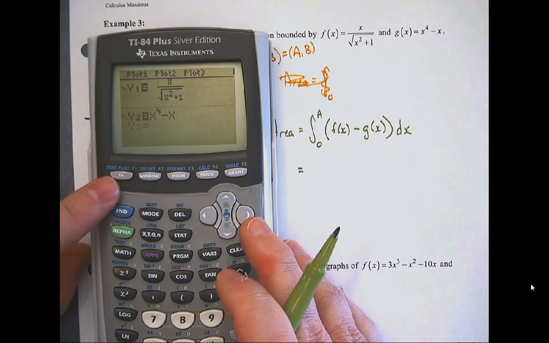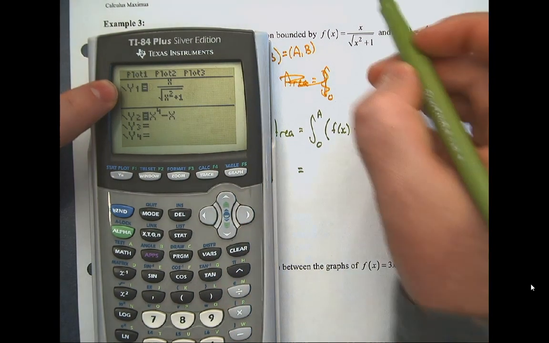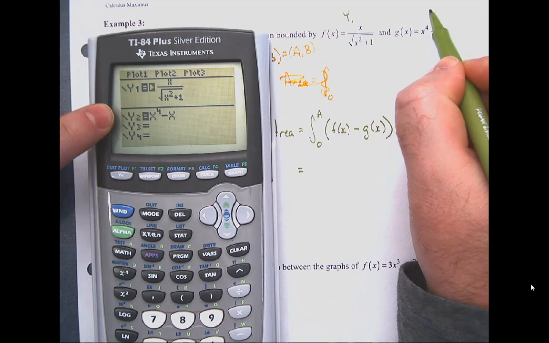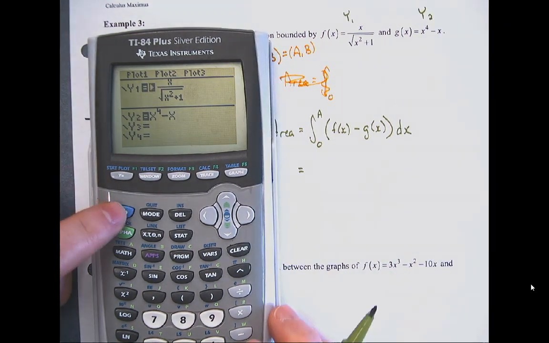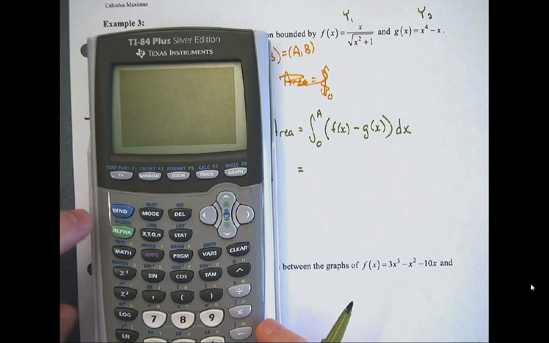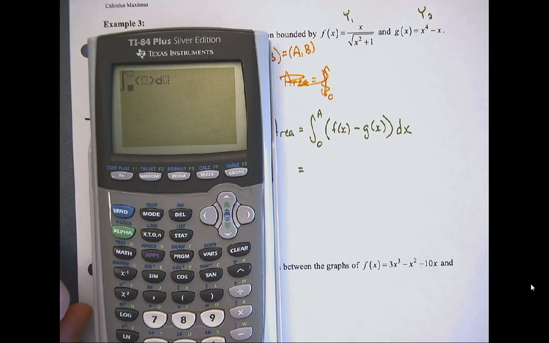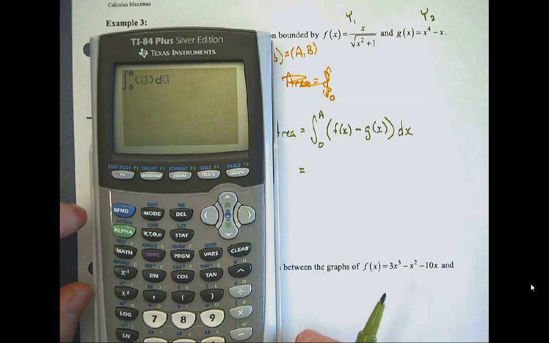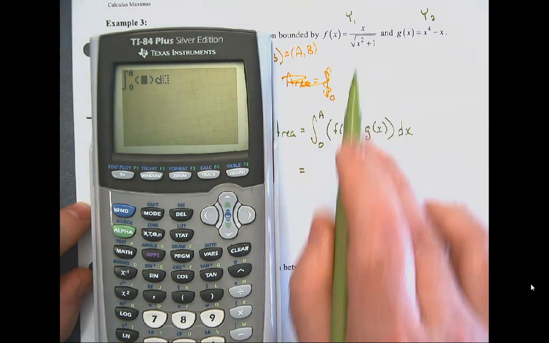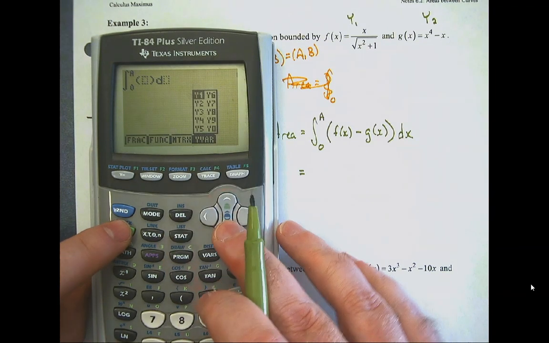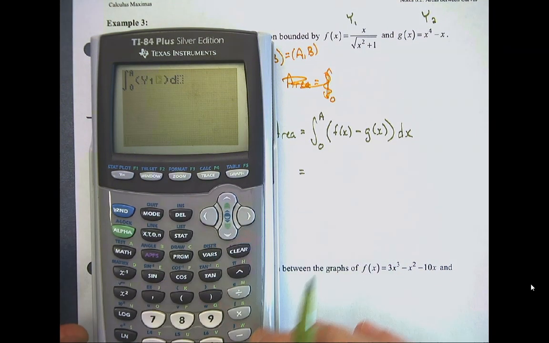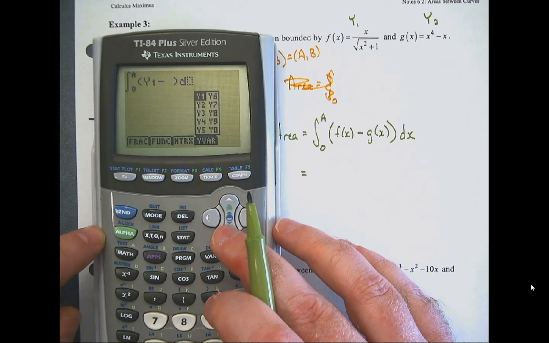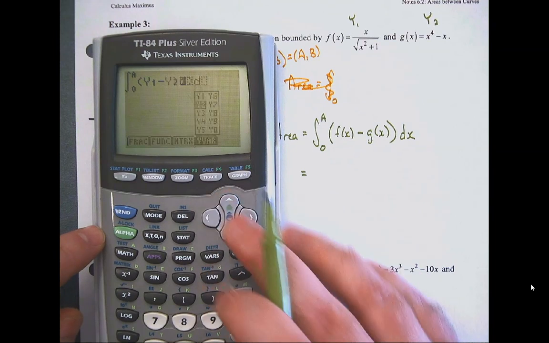Did I store these? Yes, good. Okay, so this is going to be y1. This is going to be y2. So I can quit out of here, clear, clear, clear. Math 9, I want to go from 0 to a, dang it, 0 to a, and I want to take f of x, which was y1, so alpha f4 y1 subtract alpha f4 y2.